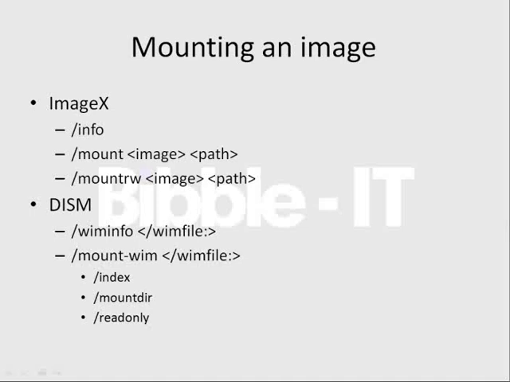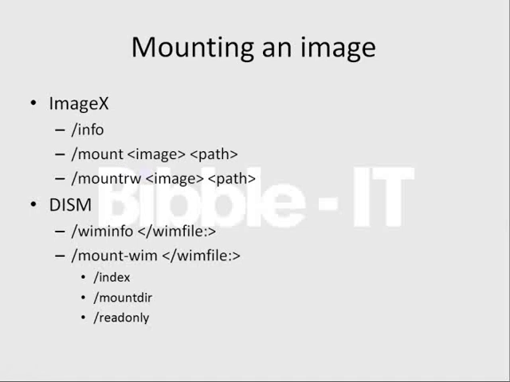For mounting an image with ImageX, you've got an /info setting which will give you a little bit of information about your WIM image file. You've then got /mount, and then you use image and path. Path is the path that you want the WIM file loaded up into on your hard drive. By default, ImageX will mount the images as read-only, and you have to use the /mountrw switch before you can make any changes to your file. It's worth noting that if you do open that with just /mount, you can make changes, but when you try and save them back, they won't go back into the WIM format.